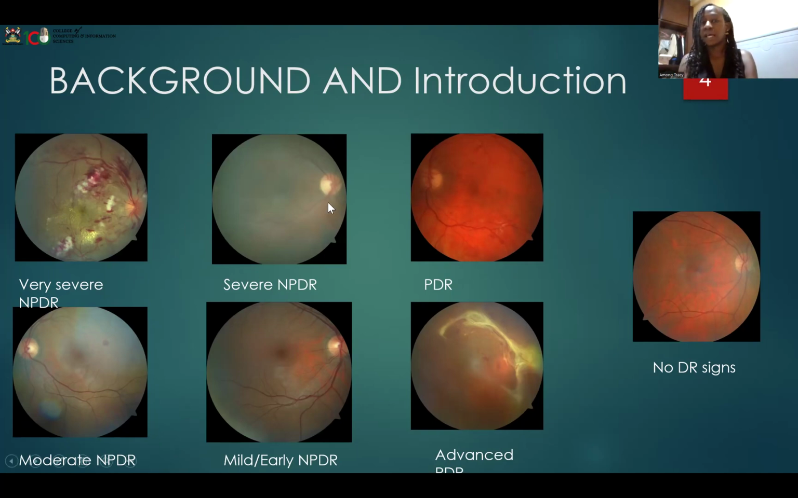Then we have the severe NPDR. Now this is a severe stage of the early part of the disease. Remember, we have the NPDR and PDR. NPDR is the early stage where the blood vessels are still growing normally, but then for the PDR, here they've now started growing abnormally.